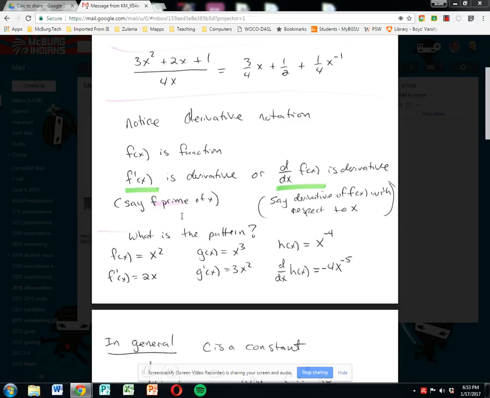Let's talk about a pattern for a moment. Okay, so if f of x is x squared, I will tell you f prime of x is equal to 2x. If g of x is equal to x cubed, then g prime of x is equal to 3x squared. And if h of x is equal to x to the -4th, then the derivative of h of x with respect to x is -4x to the -5. Before you move any farther on in the video, pause it for a moment and just ask yourself, what is the pattern?